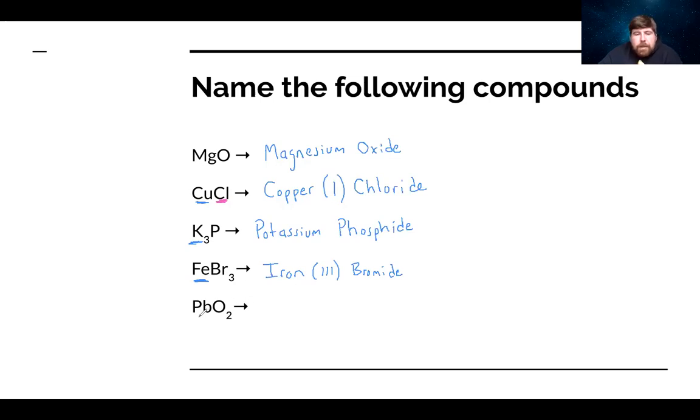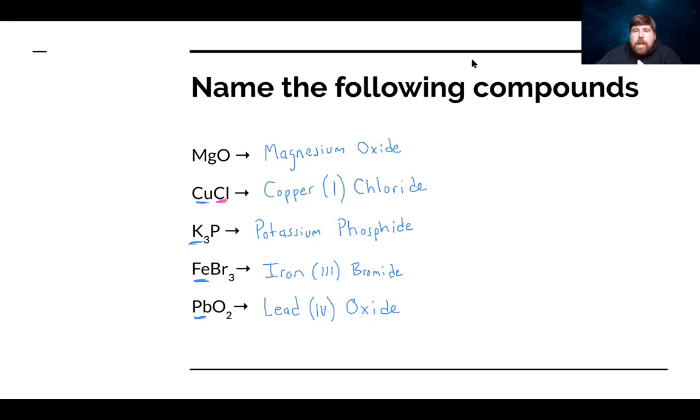Last but not least, we have PbO2. Pb is our metal, lead. Now, while lead is not a transition metal, it is one of the 2 metals that we need to include Roman numerals for, so we know it's going to be lead something oxide. Now, the charge of oxygen in an ionic compound is -2, and there are 2 of them. So this is going to be lead 4 oxide, and the Roman numeral for 4 is IV, so lead(IV) oxide.